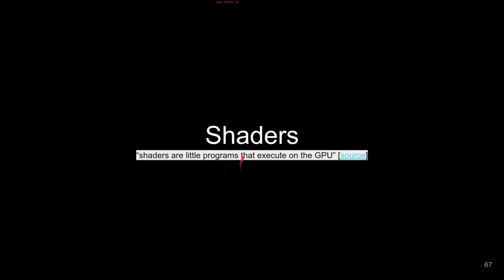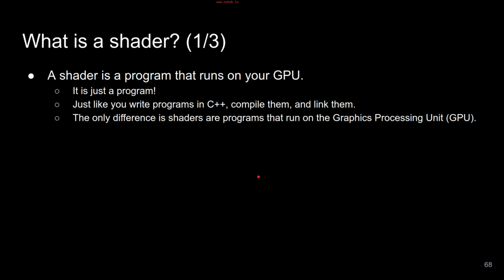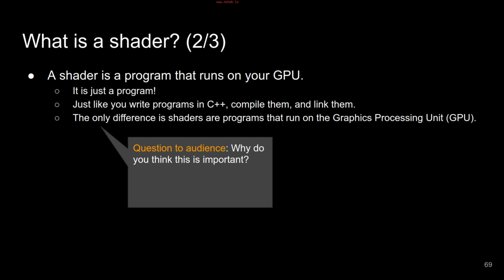So shaders, again, the little programs that execute on the GPU. At this point, again, what is a shader? Well, it's just a tiny program that runs on your GPU. Just like we've been writing little tiny C++ programs that execute on our CPUs, these are programs that run on our GPUs. Now, why is this difference important?